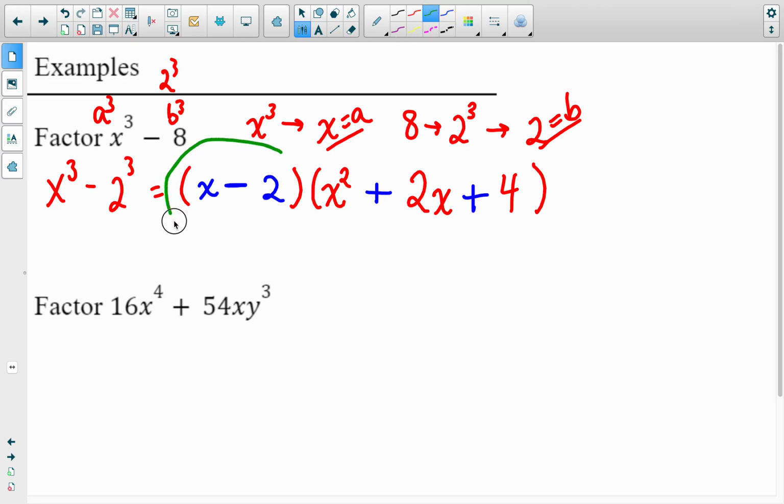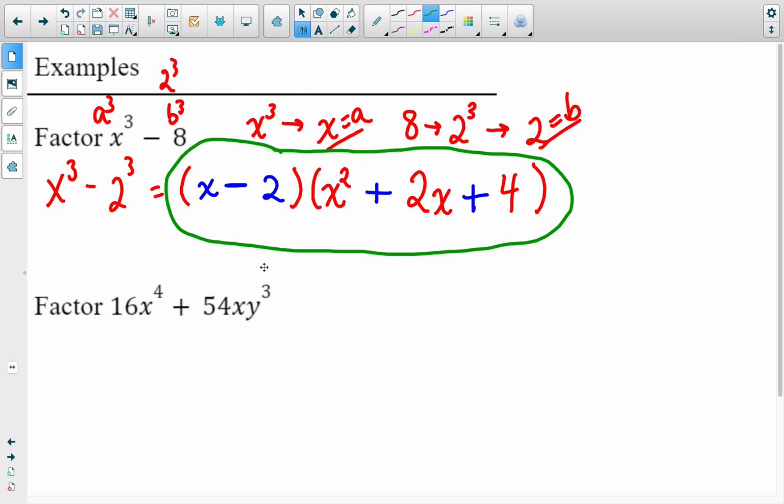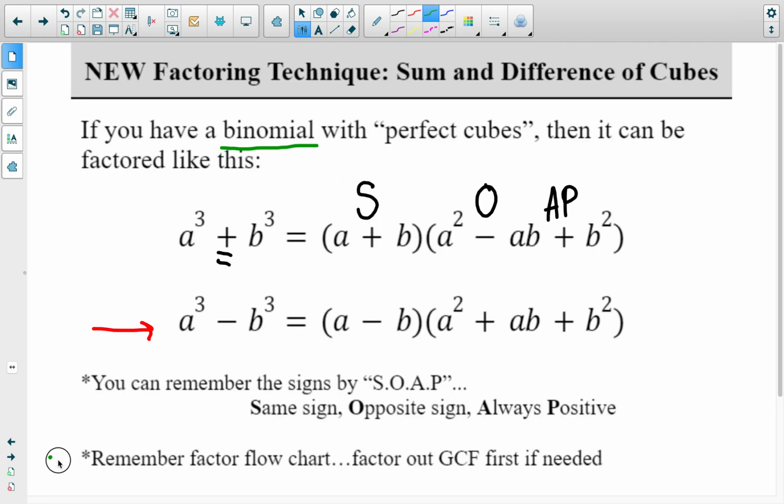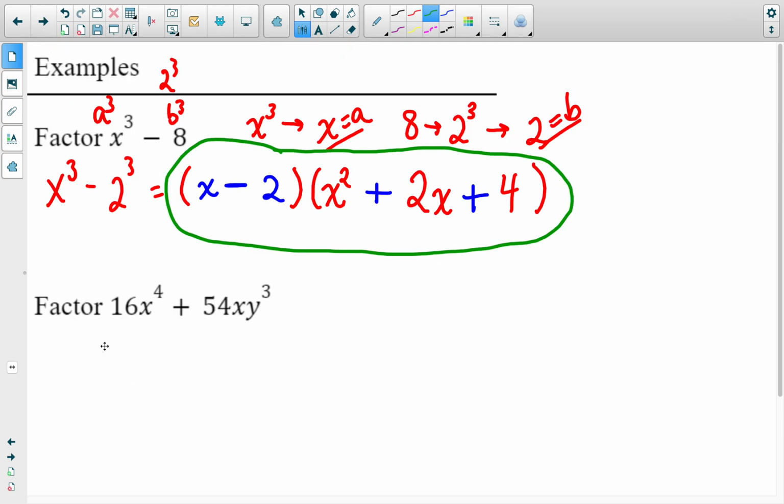And that's that. Okay, so this is a factoring technique for taking something with a degree of 3 and factoring it. And so there's a little note down here. It says, remember our factor flow chart. You want to factor out the GCF first if needed, and that's going to come into play here.